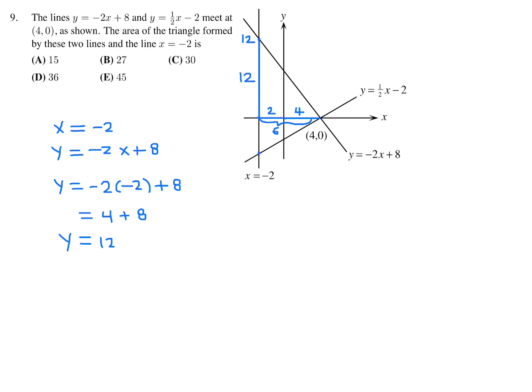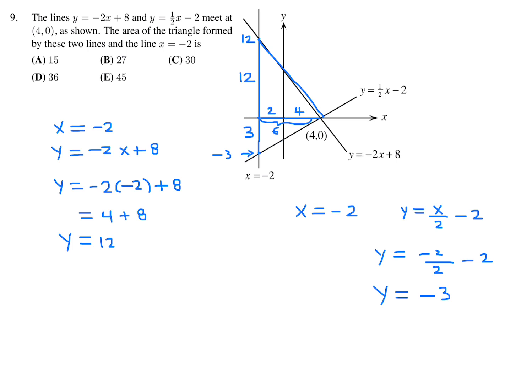Now, in the same way, we'll try to figure out that point right there, using the equations x equals minus 2 and y is equal to x over 2 minus 2. So we get minus 2 over 2 minus 2, and that looks like negative 3. So this is negative 3 on the y-axis. So therefore this distance is positive 3, right? Because it's a distance. Can't be a negative distance. So there we go. We've got two triangles, this one and that one.